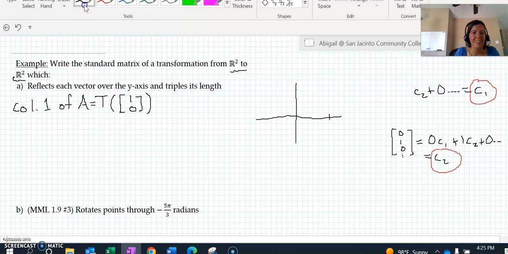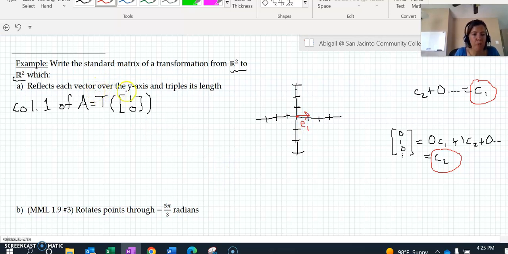Sorry guys, let's see. So let's say this is 1, 2, 3, because I noticed that we're going to end up tripling the length of these guys, so I'm going to put 3 units out in each direction. 1, 2, 3. Okay. So 1, 0 is this vector from the origin to the point 1, 0, so that's this guy right here. This is E1.